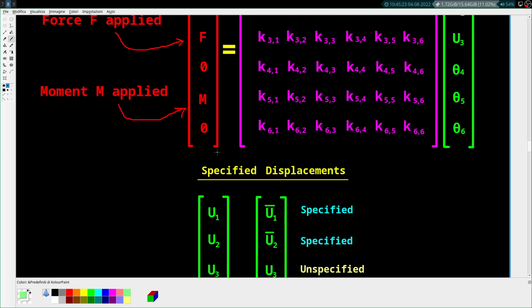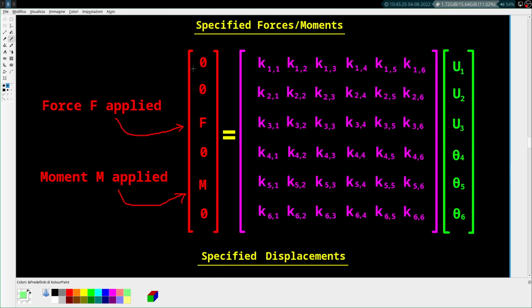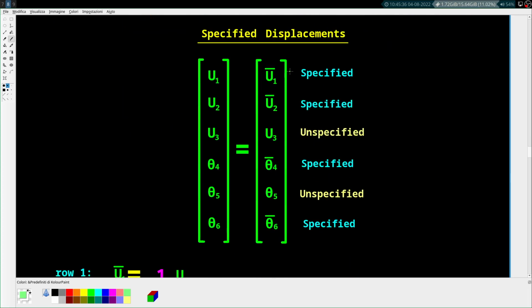So I made some examples here, right? This is not a frame element, this is only a 6x6 just to show, but let's say rows 3 and 5 are going to be applied forces, and let's say rows 1, 2, 4, and 6 are going to be specified displacements. So the degree of freedom U1 is U1 bar, U2 is U2 bar, theta 4 is theta 4 bar, theta 6 is theta 6 bar, all that stuff.